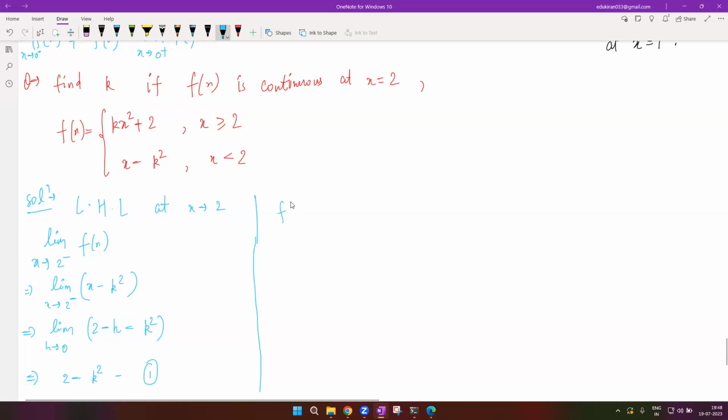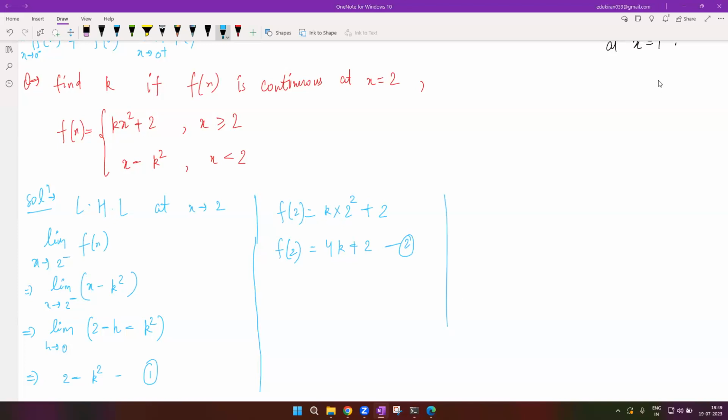Now find out f(2). This is easy. How do we find out f(2)? Which expression should we use first of all? Is it kx square plus 2 or (x minus k) square? Which expression is valid for f(2) when x equals 2? kx square plus 2, the first one, right? So it will become k into 2 square plus 2. So f(2) will be 4k plus 2, right? This is my second equation.